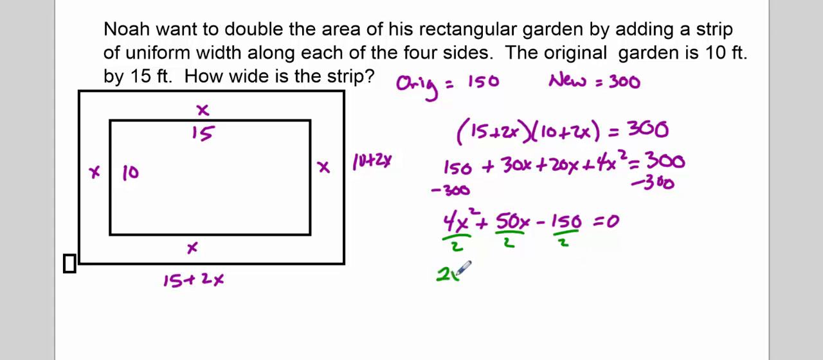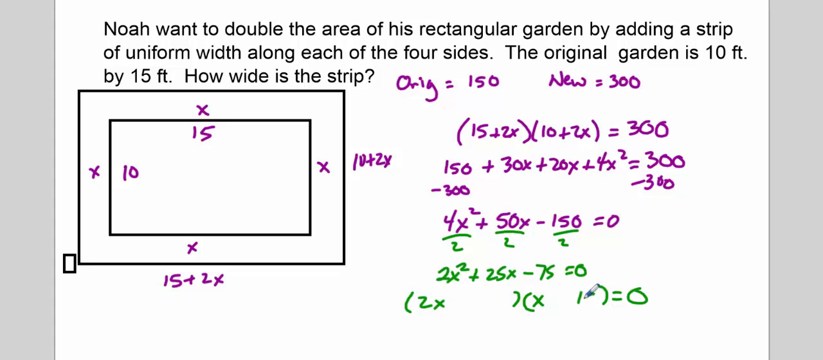And I get 2x squared plus 25x minus 75 equals 0. This is a little bit more difficult of a factoring, although I know I have to have a 2x to lead and an x to lead. And now I need to find two terms which multiply to 75. But then when I do the inner products, I'm going to have to get a 25. So I can think of 15 and 5 is one option. So I'm going to use that.